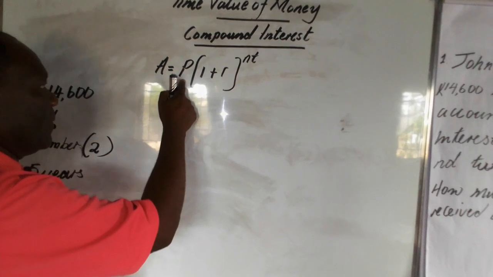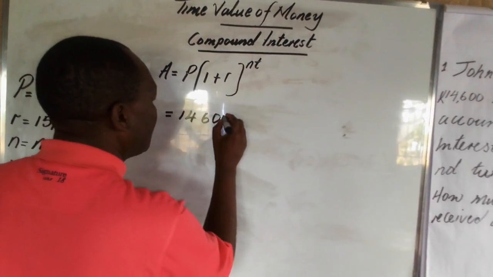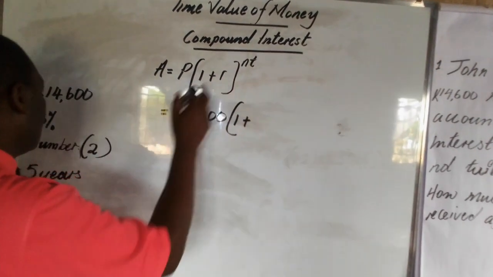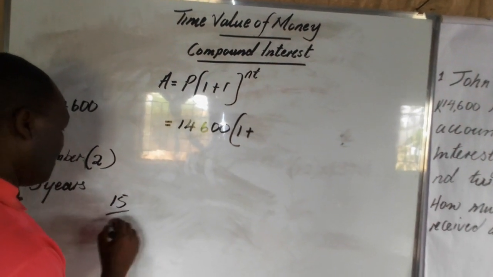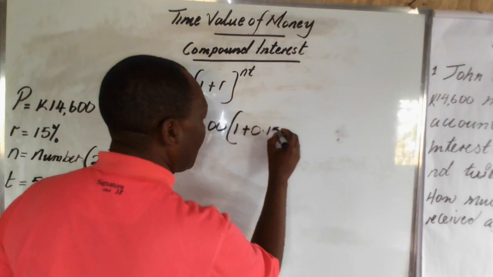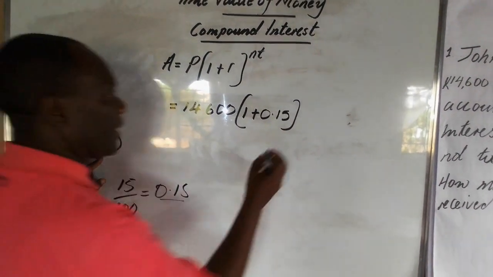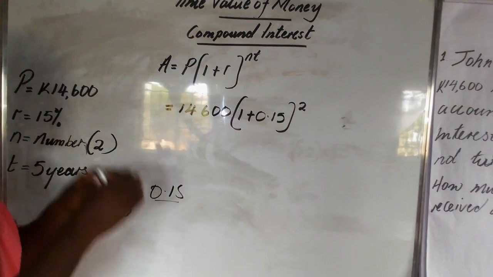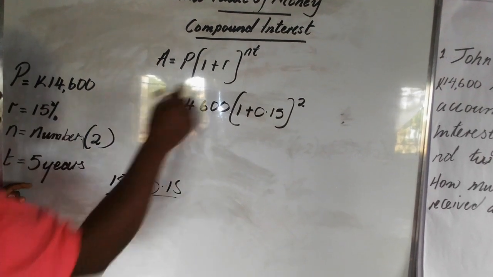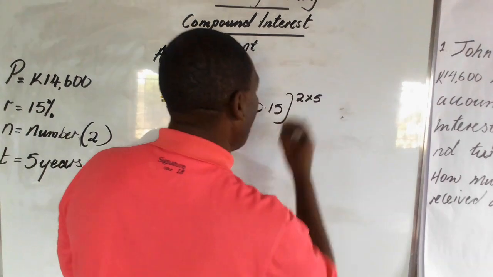So in this case, the principal, the amount that he invested, was 14,600. Open bracket, we have 1. Then we have the rate. The rate is 15%. So this 15%, if you divide 15 by 100, it will give you 0.15. Close our bracket. Then we have the N there. The N is 2 here, which shows the number of times when interest will be compounded. Then the T there is 5, 5 years. It shows the time when this investment will be due or it will mature. So it will be times 5 there.